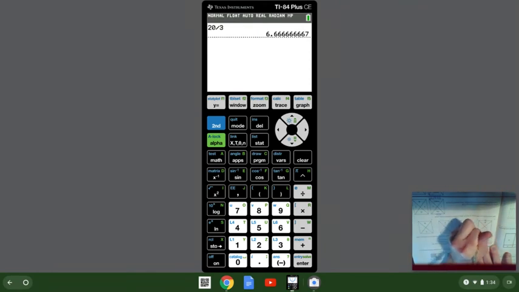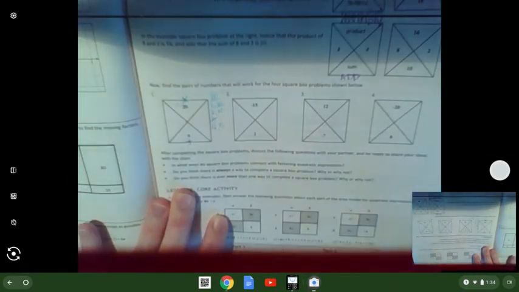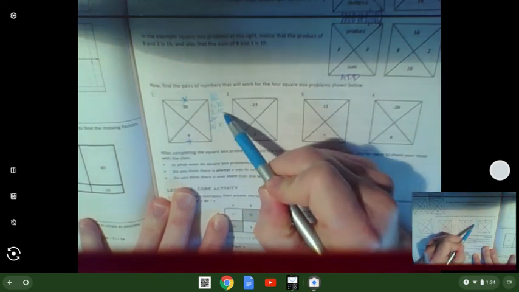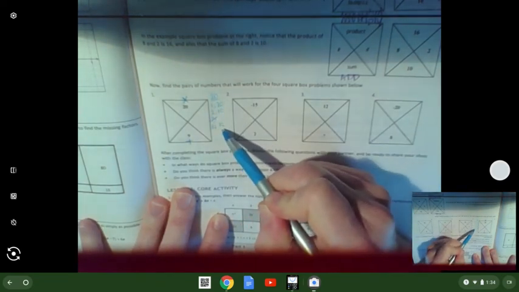My next number would be 4. 4 times what gives me 20? And just to show you that this works, if you're struggling with 4 times what gives me 20, I'm going to work backwards and do 20 divided by 4. Oh, 5. So that means 4 times 5 gives me 20. This is where your calculator comes into play. So I've now listed out all the pairs of numbers that multiply to 20.